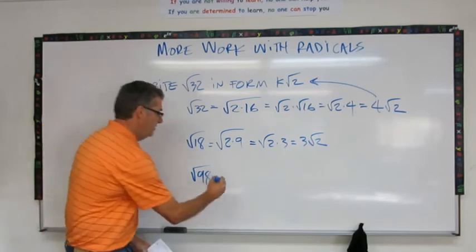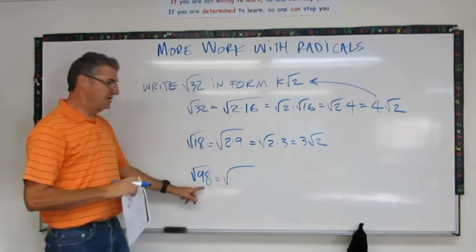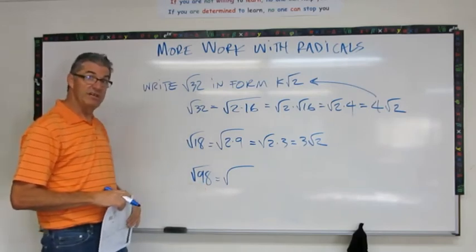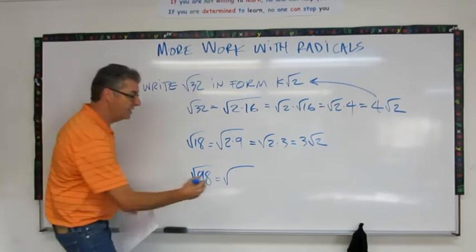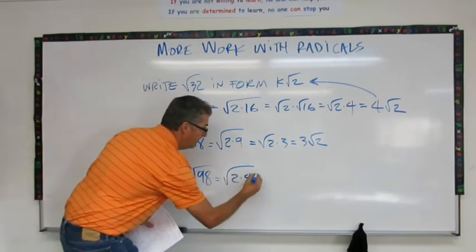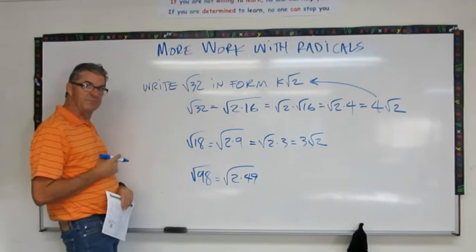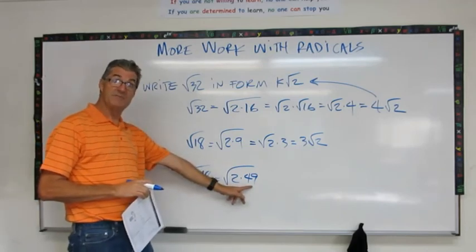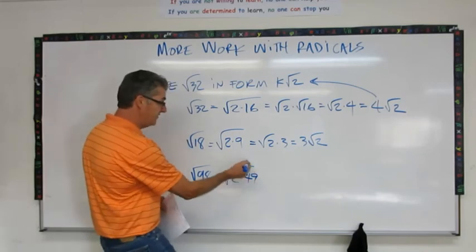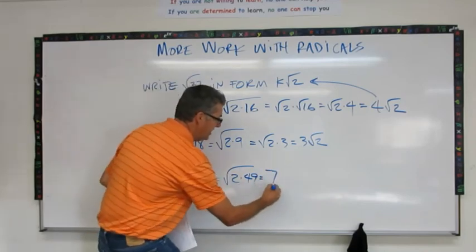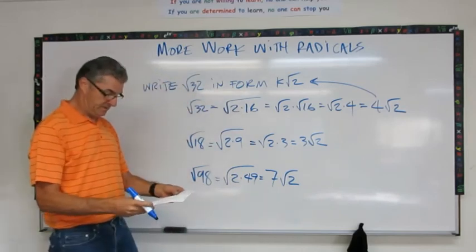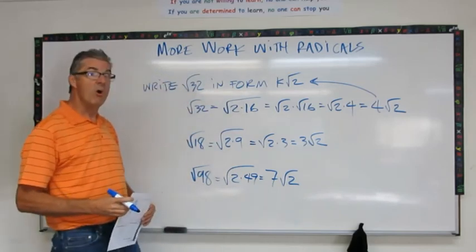Okay, so I need to look at factors of 98 that might give me a perfect square. And fortunately, there's a good one. 2 times 49 is 98. I picked 49 because 49 is a perfect square. 7 times 7. So the 7's going to come out, and I get 7 root 2. Okay? Let's do one more.